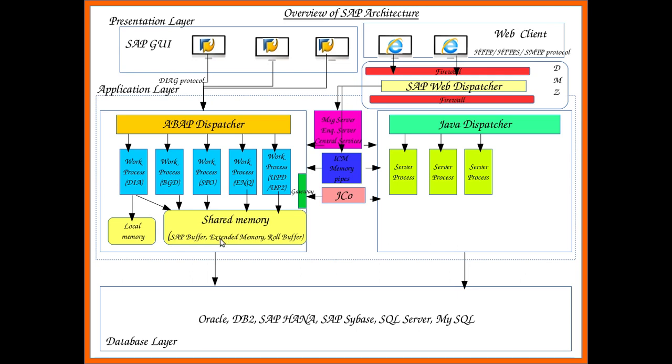Now once the data has been processed by the work process or the server process, the data gets stored in the database layer. The database may be Oracle, DB2, SAP HANA, SAP Sybase, SQL Server or MySQL. Okay, this is the overall architecture of SAP. Okay.